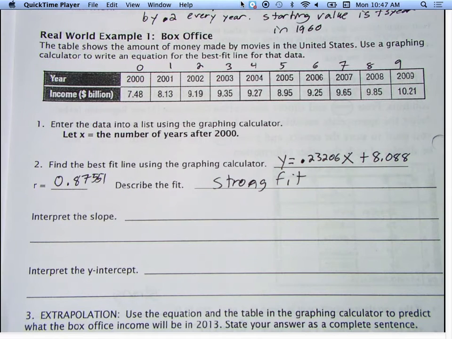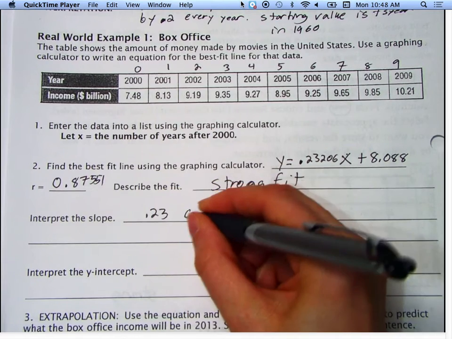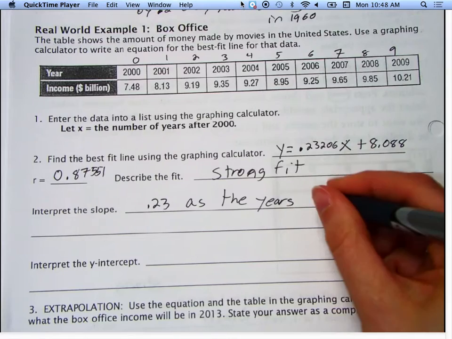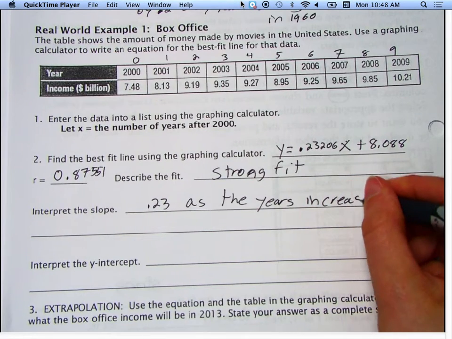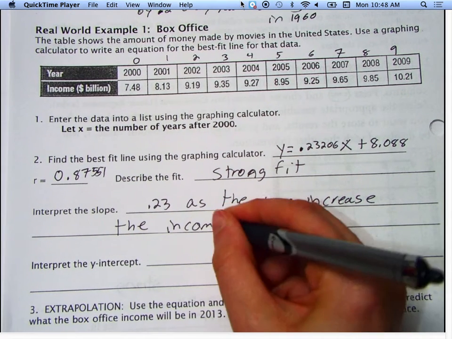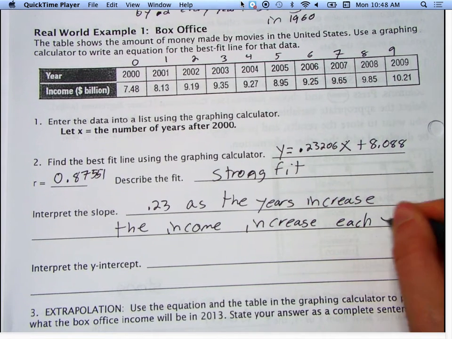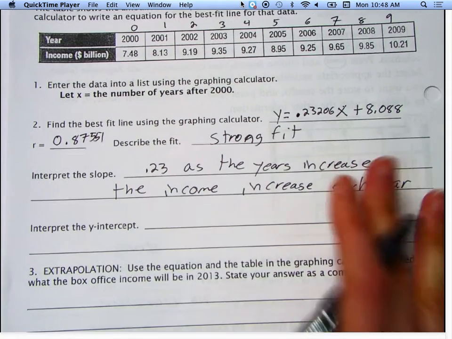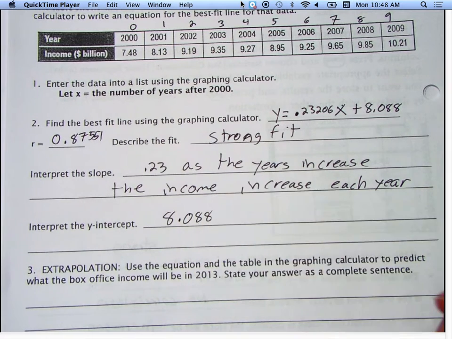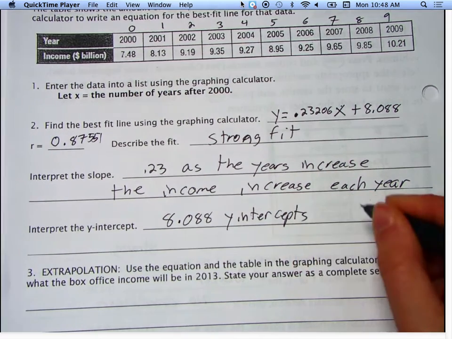And then interpreting the slope, it's approximately 0.23. So as the years increase, the income increases each year. And what about 8.088 being my y-intercept? That's the average. That's where we start.